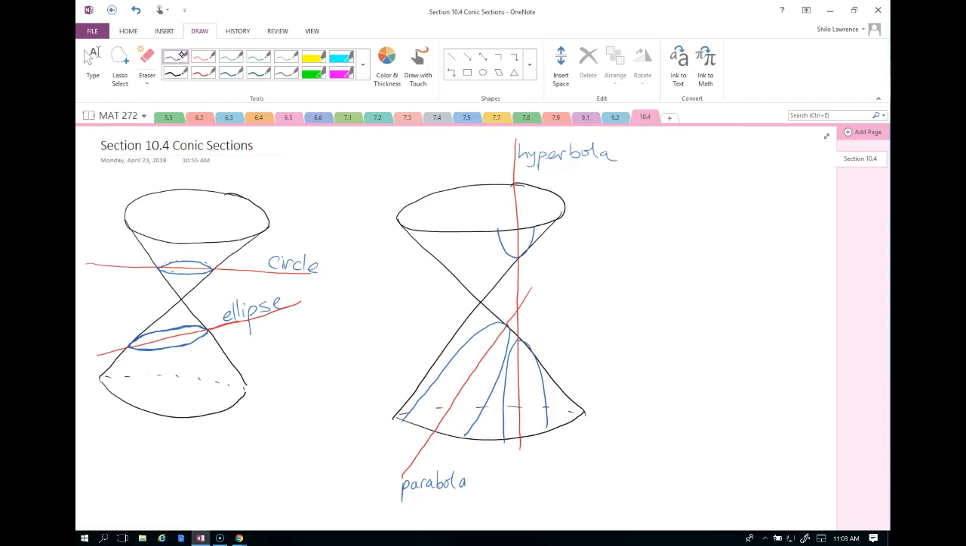So these are the 4 conic sections that we are going to be talking about. And we're going to start with the circle, because that one is probably most familiar to you, and we will go from there.